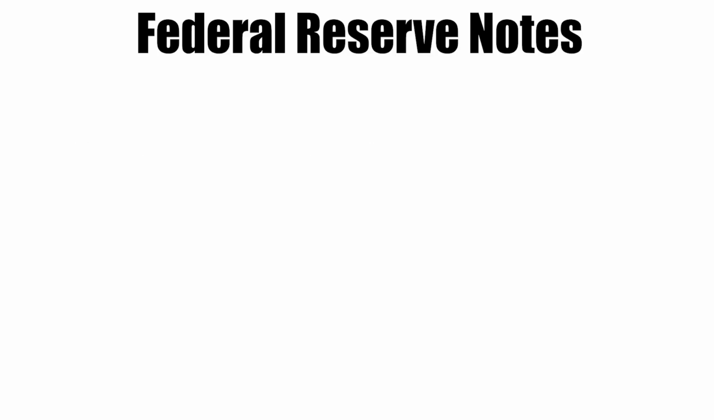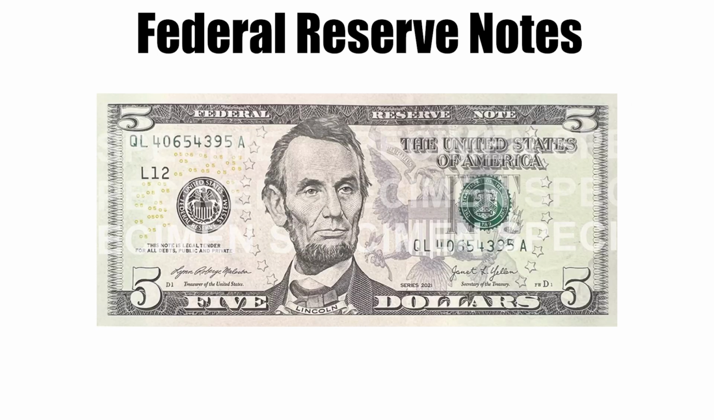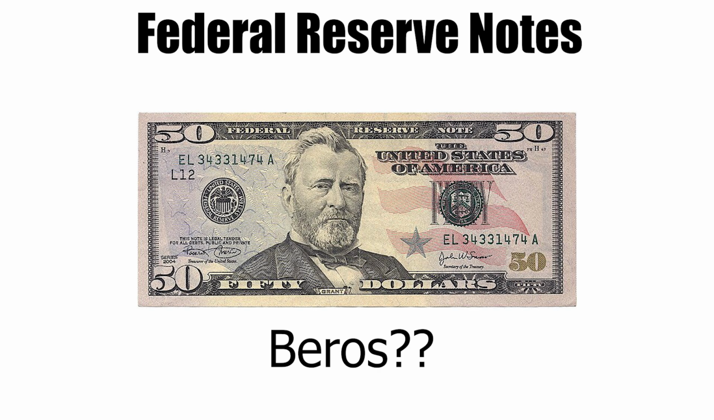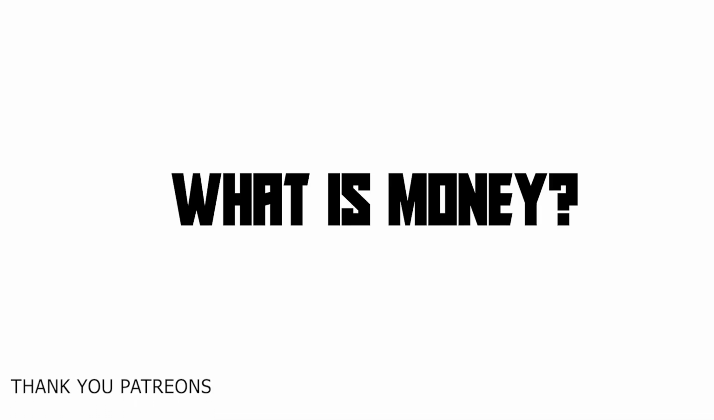Then we have Federal Reserve notes. Today, these are the official currency of the United States. That is your $5 bill, your $20 bill, and your $50 bill, so on and so forth. But back in the day, each state bank had its own version of paper money, which we found was incredibly inefficient. So now we have the Federal Reserve note. And that will be part 1 of what is money.